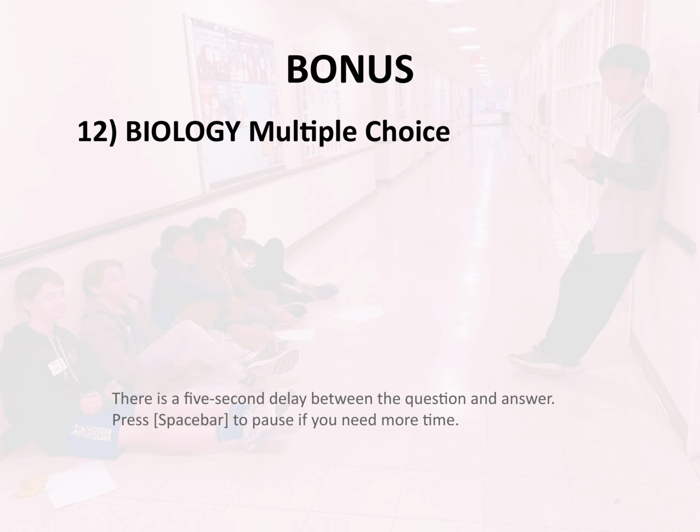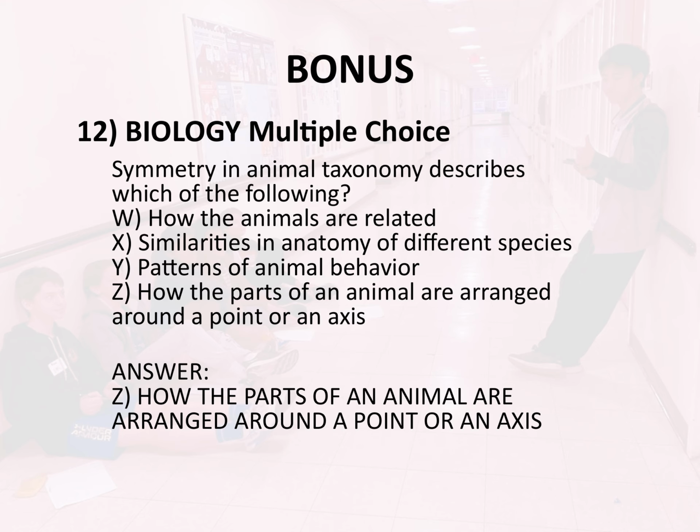Bonus 12. Biology. Multiple choice. Symmetry in animal taxonomy describes which of the following? W. How the animals are related, X. Similarities in anatomy of different species. Y. Patterns of animal behavior. Z. How the parts of an animal are arranged around a point or an axis. Answer. Z. How the parts of an animal are arranged around a point or an axis.